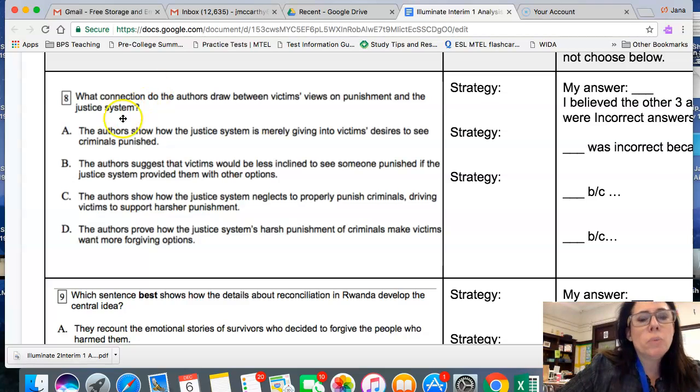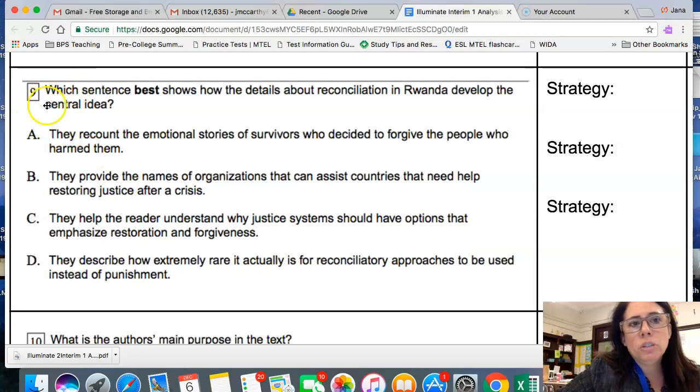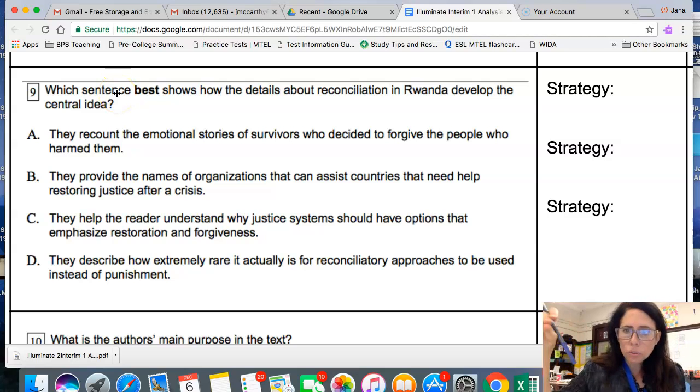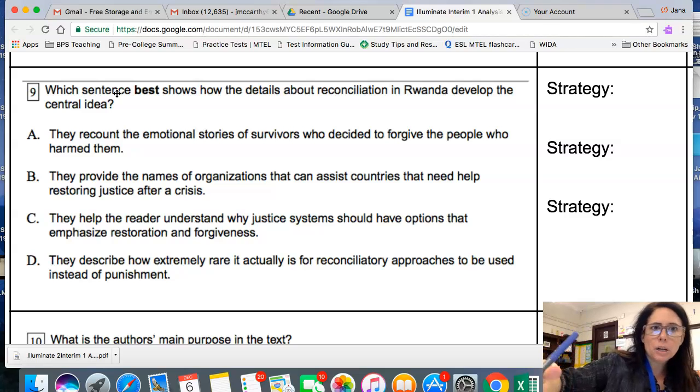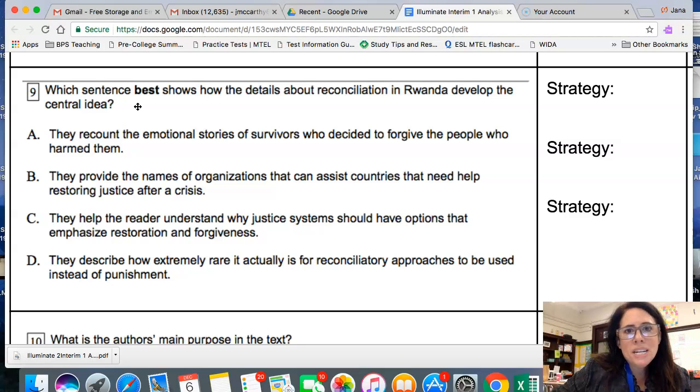Now, that's all I'm going to do. I want to go on to question 9. Again, I'm going to find my WH word, which is which. Remember, which questions are very specific, and they're giving you a specific place to go. So this says, which sentence best shows how the details, and so on. I'm not going to get into the rest of it right now. I'm concerned with the thing I'm looking for. So for number 9, I'm going to write on my scratch paper, we need details about reconciliation.